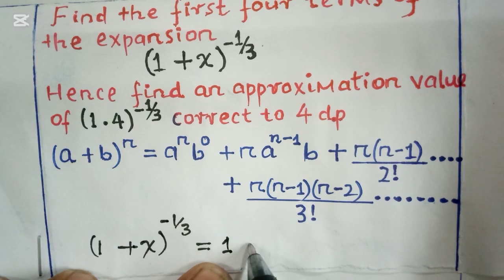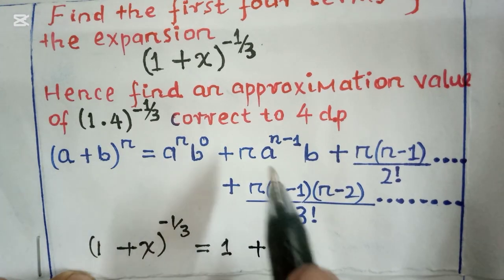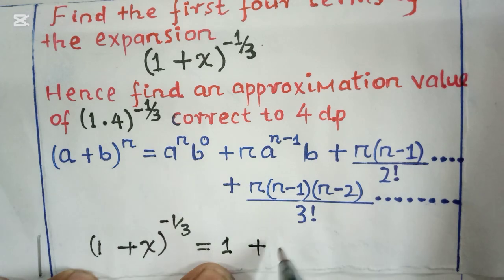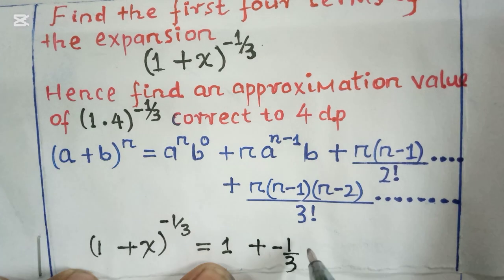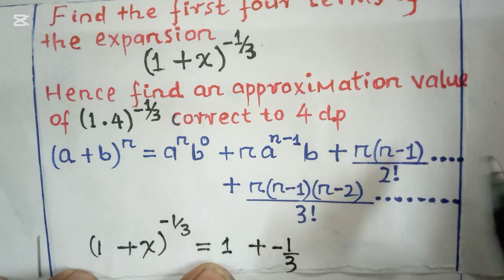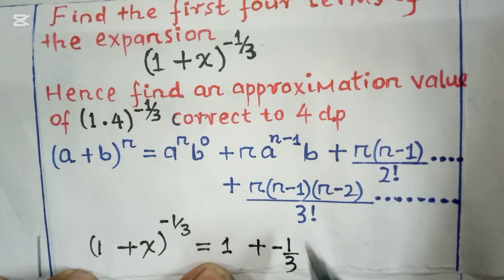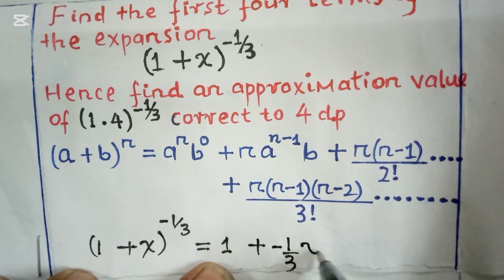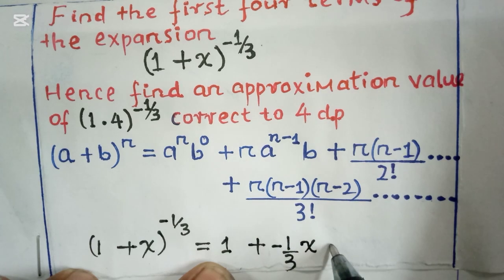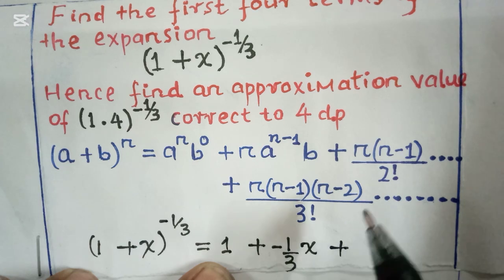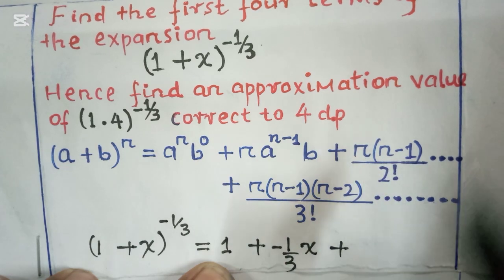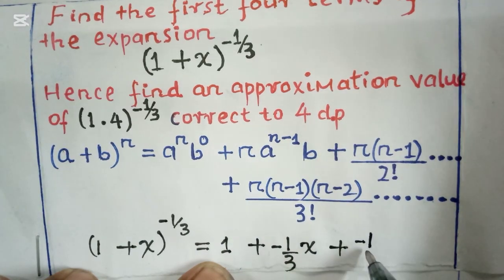So from there we say plus, here n is negative a third. We have a negative a third there, which is our n. Then a, we shall leave it because now a will remain 1. So we shall now go to b. B is supposed now to be x, like that. Plus, we continue. Here we have n, which is negative a third, like that.